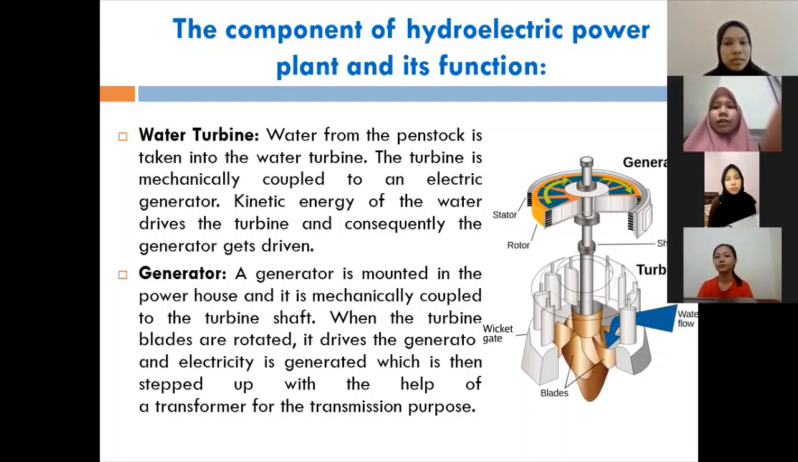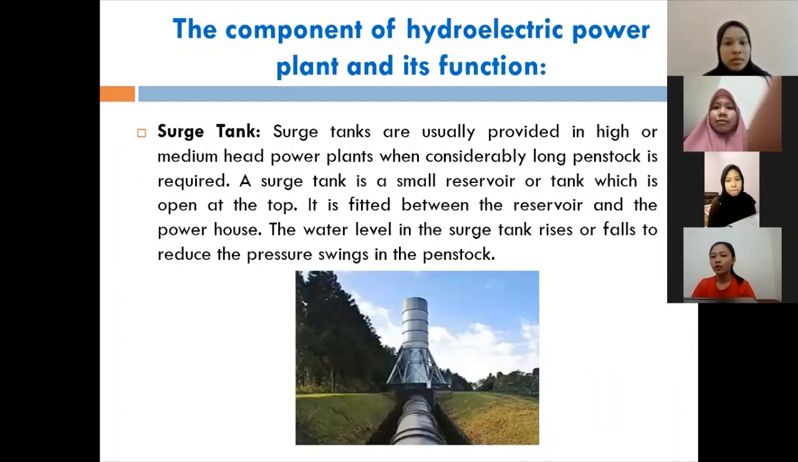Generator. A generator is mounted in the powerhouse and it is mechanically coupled to the turbine shaft. When the turbine blades are rotated, it drives the generator and electricity is generated, which is then stepped up with the help of a transformer for transmission purposes. Next.